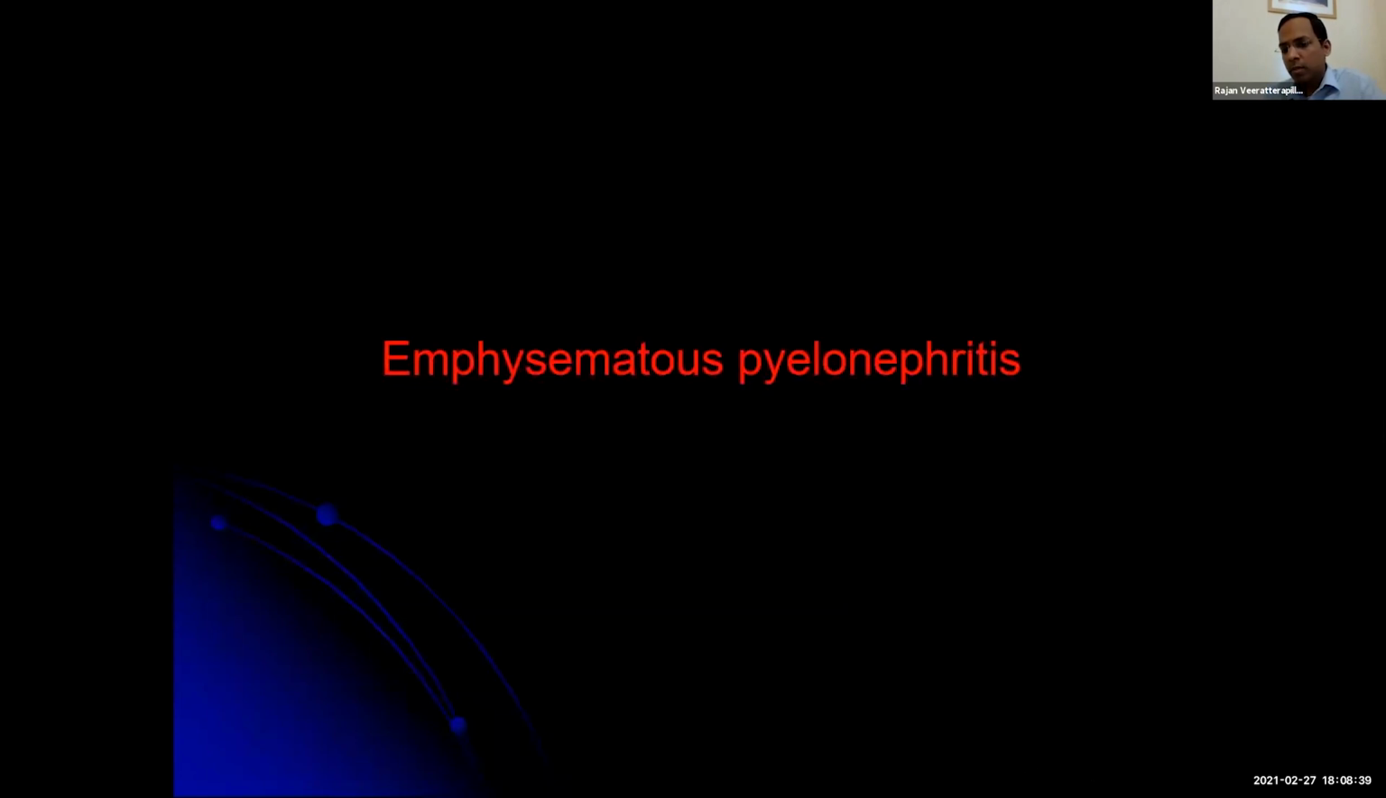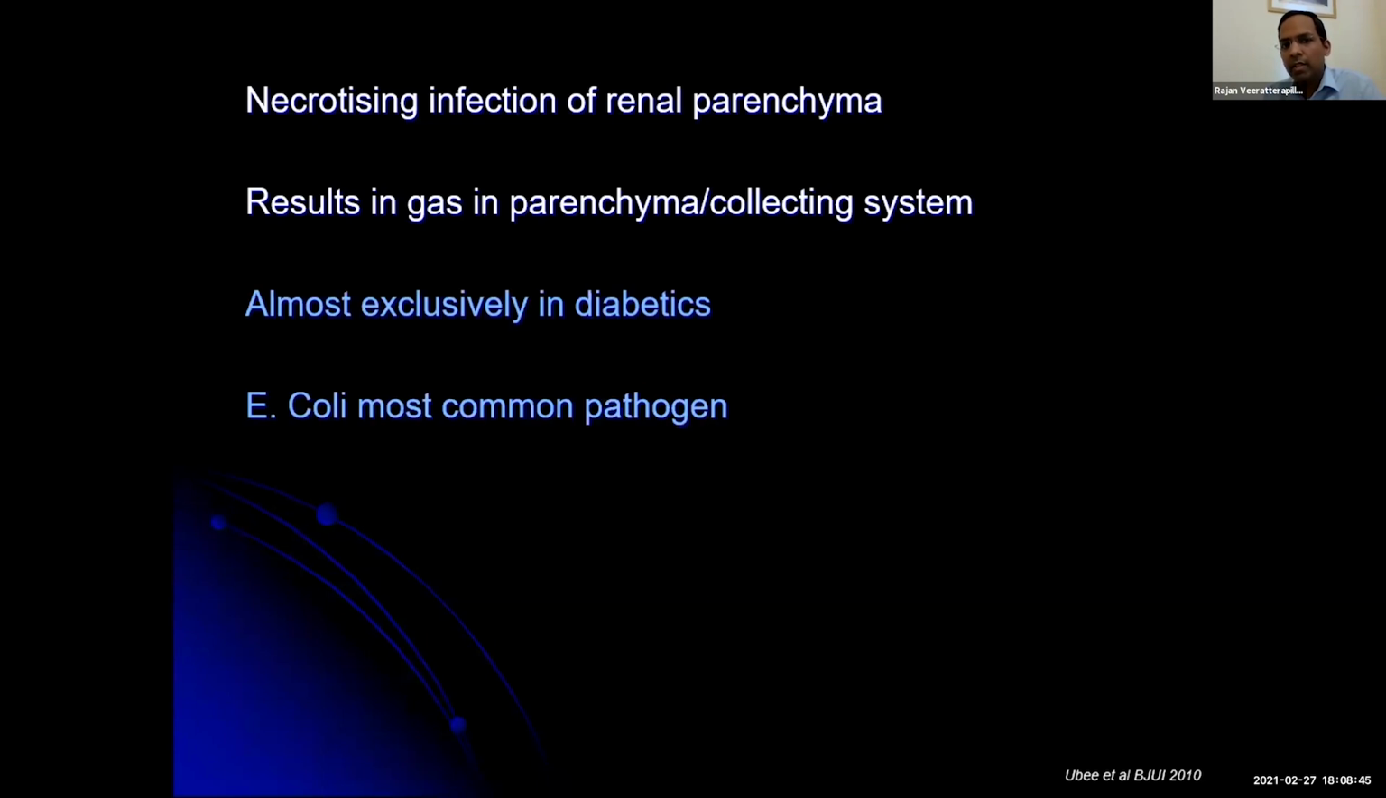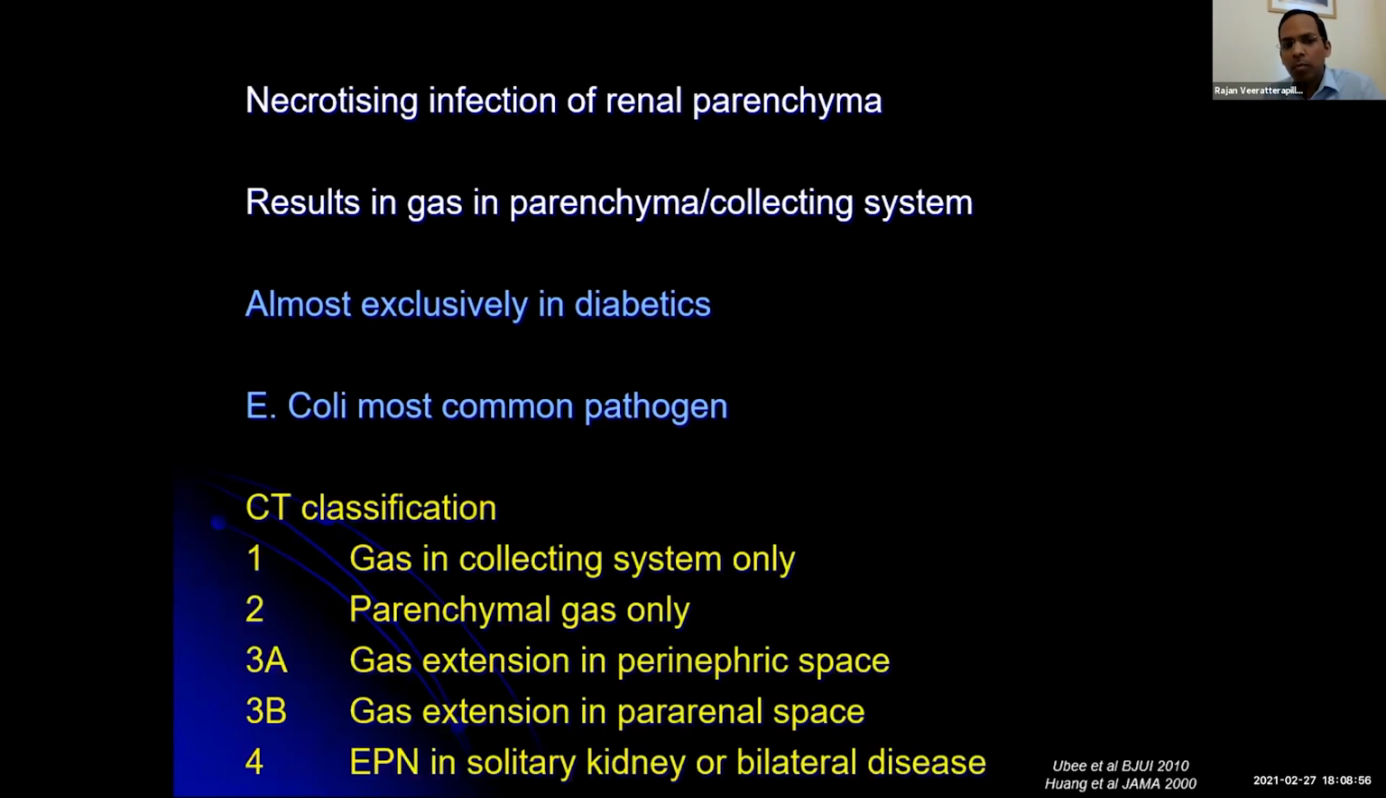Moving on to emphysematous pyelonephritis. This is really a necrotizing infection of the renal parenchyma, and this results in gas in the parenchyma and collecting system. It's almost exclusively seen in diabetics. Chinde showed us a nice photo of a patient he treated recently, and E. coli is the most common pathogen.